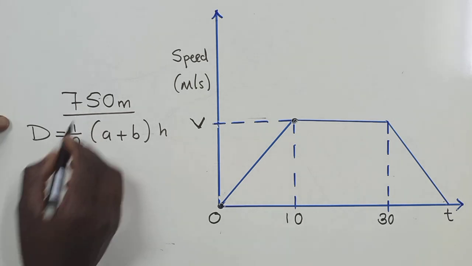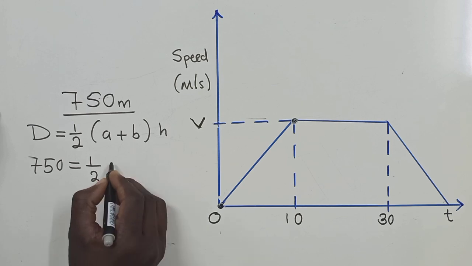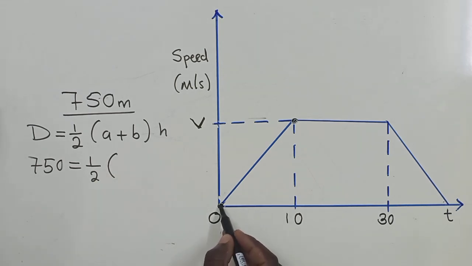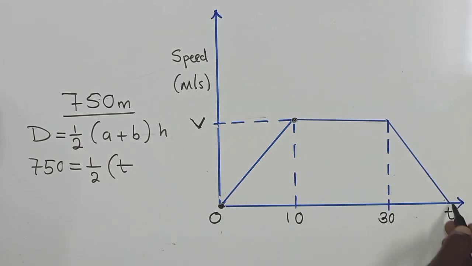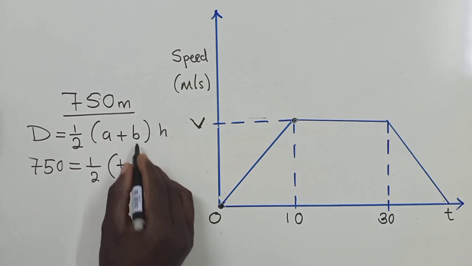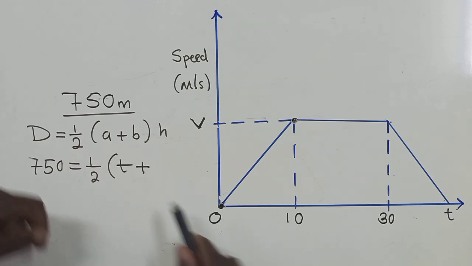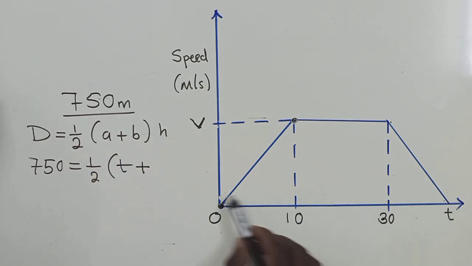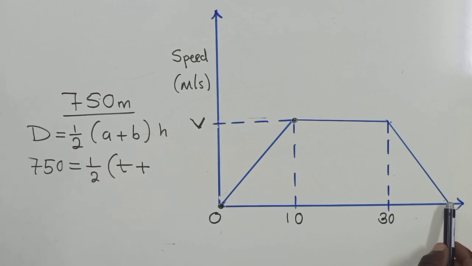Okay? So the distance we've already been given, which is 750, is equal to 1 over 2. Our A will be the distance from here to where T is. So we can just say it's T. Plus, our B will be the difference from here to here. So let me just talk about A and B. For A and B, we pick these two parallel lines. There is this and this. So our A will be from 0 to where the distance is ending, or where they want you to find. In this case, it's the entire distance covered up to t seconds.